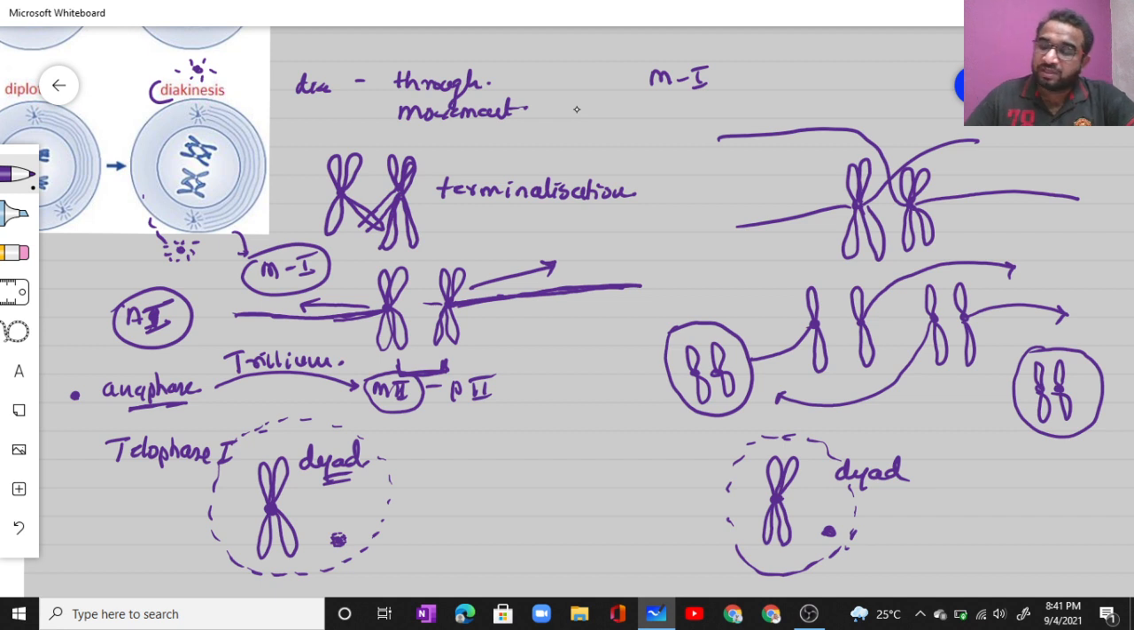So I hope this is clear, and we can see here that only one chromosome is present. It is not a pair, it is a single chromosome. So the reductional division has taken place. And then in the next video lecture, we will discuss meiosis 2.